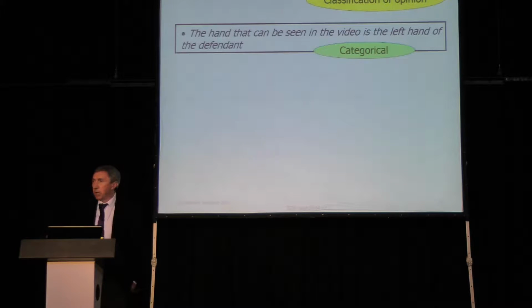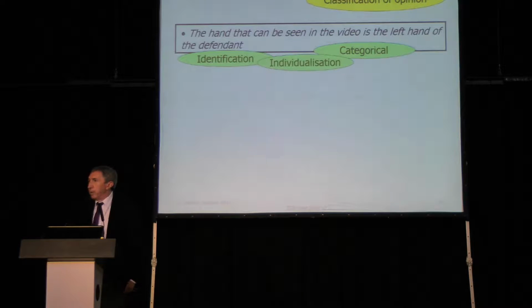It's a categorical statement about an uncertain event. It says this event has to be true. There's no probability at all involved. This is true. This is what's happened. Okay? Categorically. It's known colloquially as an identification. If you're an evidence scholar, we prefer to use the word individualization. It's an individualization to one source.